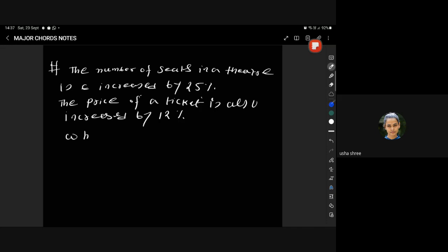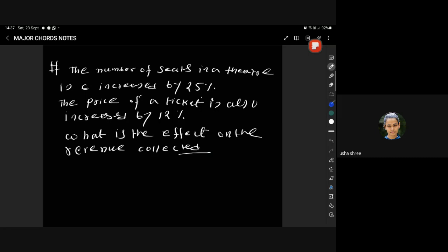Now, what is the effect on the revenue collected? Is it increased or decreased? If so, then how much? Revenue, if increased or decreased, by how much percent? Options: 30%, 40%, 42%, and none of the above.